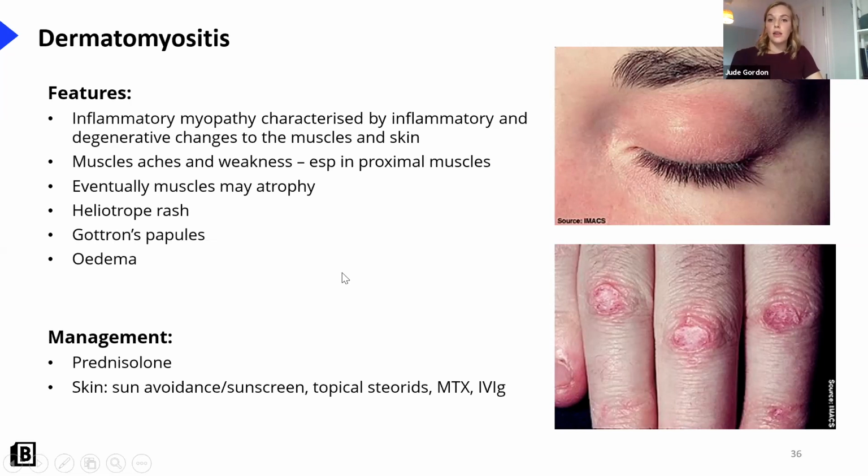Treatment-wise, the main thing is steroids, so it tends to be oral prednisolone, but there's various different things that target the skin signs of it specifically. It's important for people to avoid sun as much as possible, and if they're not doing so, to use high factor sunblock. Topical steroids are sometimes needed for the skin, and for more severe cases, things like methotrexate or intravenous immunoglobulins are used as well.